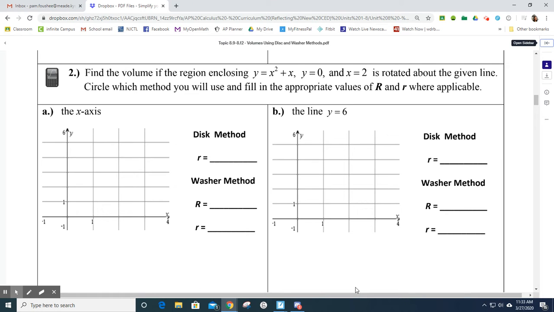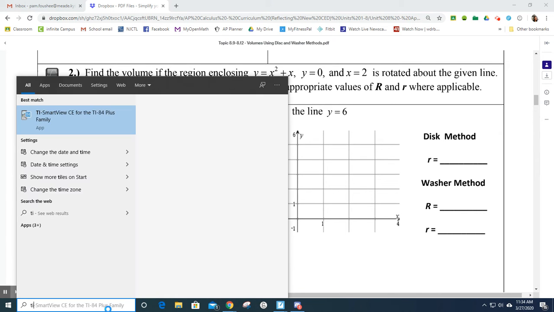Here we are again. It's Ben and Pam's Calculus Hour, it feels like. Today we're going to, okay, Ben, say hi. Hi. Today we're going to look at number 2. Let me go ahead and get my calculator. You sound so excited to be here. Yeah, I am.